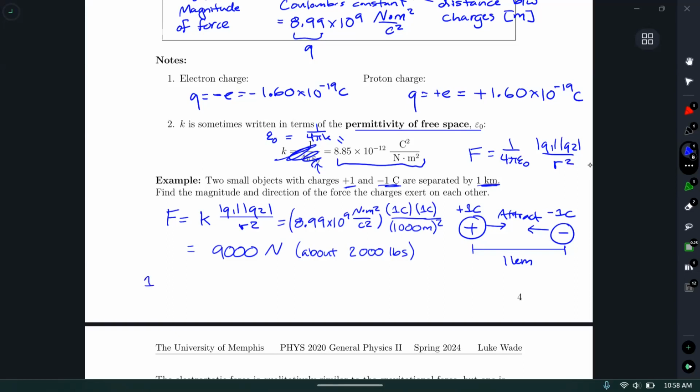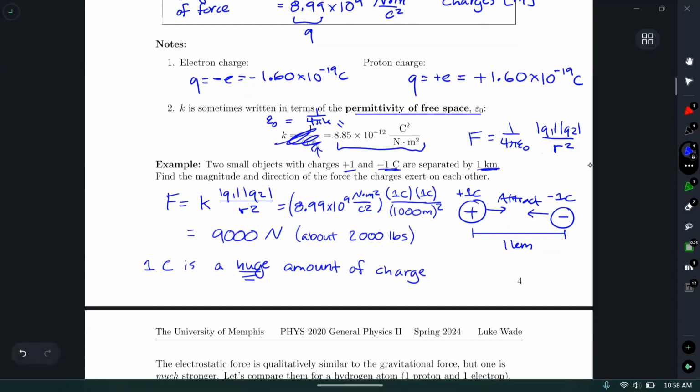What that tells us, for one, is that 1 coulomb is a huge amount of charge. In fact, about 6.25 billion, not done, billion electrons worth of charge. So you take 6 billion of them and you take a billion sets of that. That's how many electrons that is. Why is it such a huge unit?